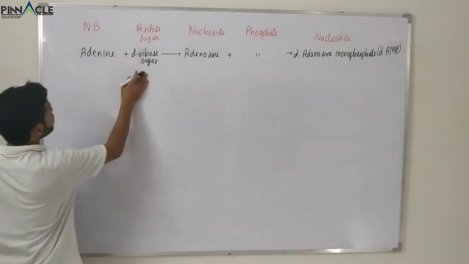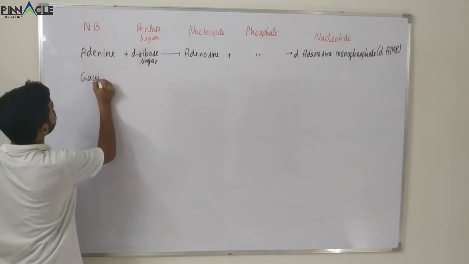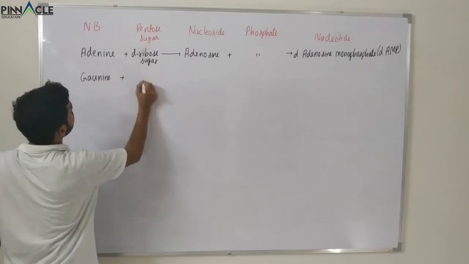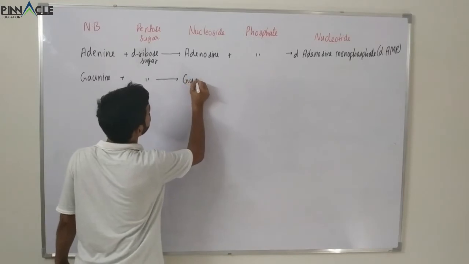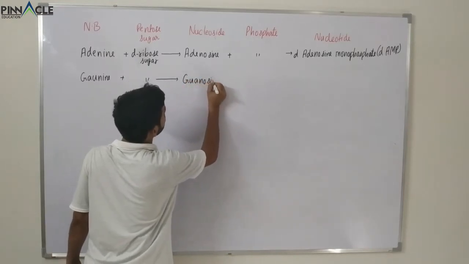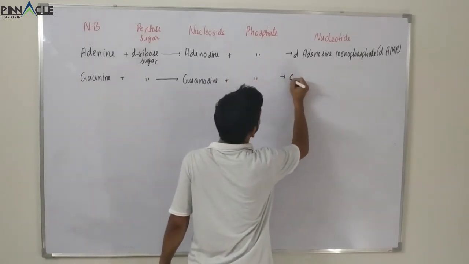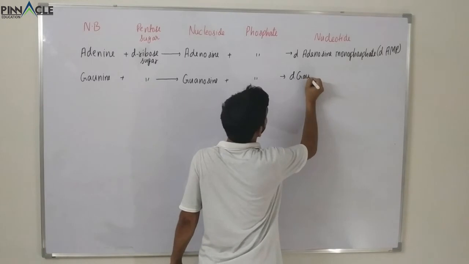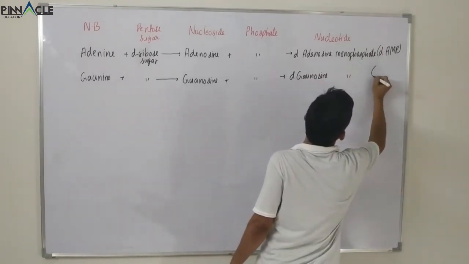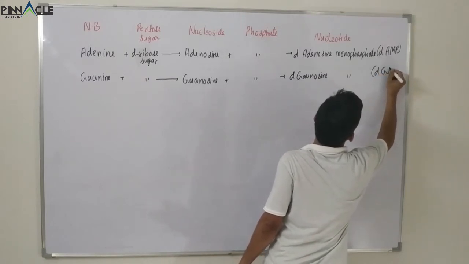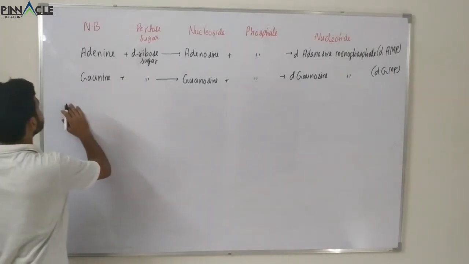Likewise, we can do it for the other nitrogenous bases. Guanine plus this sugar will form guanosine, and when it combines with a phosphate group, it will form D-guanosine monophosphate, that is DGMP.